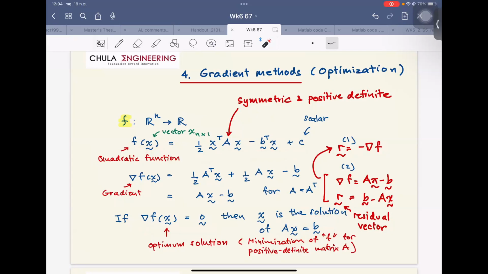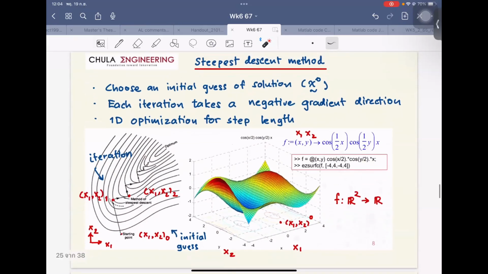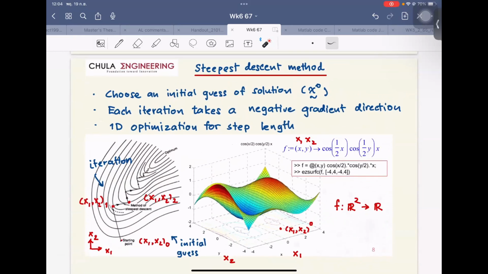Okay, now you have learned the gradient. The first method is steepest descent. It's an iterative method, so you have to begin with an initial guess, x0. And the strategy is that now we're going to go to the... actually this is not the quadratic function, this is a general function.